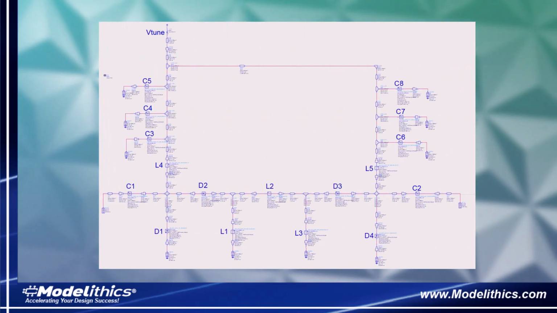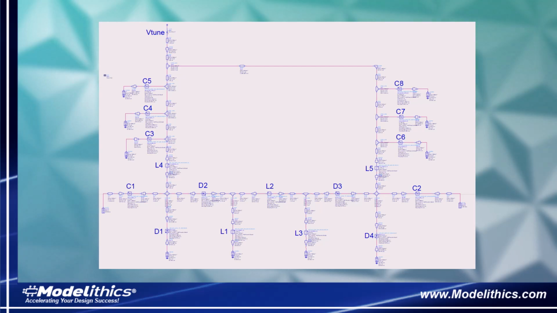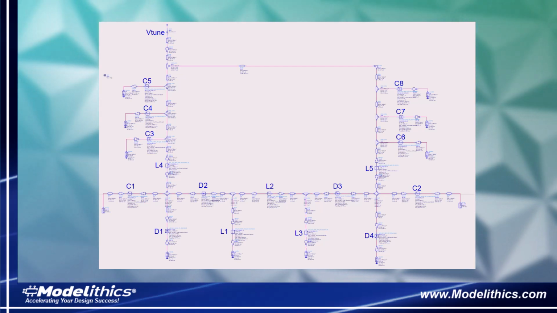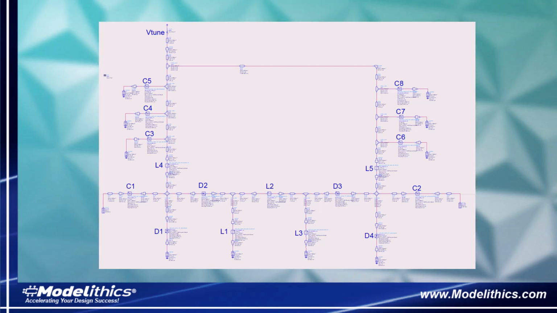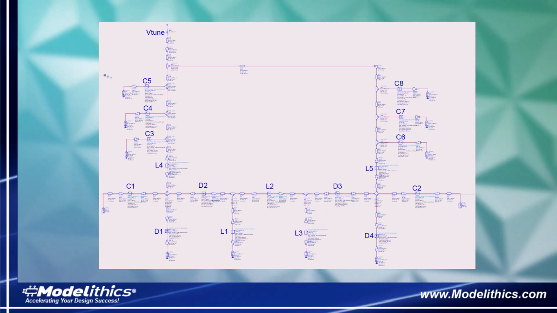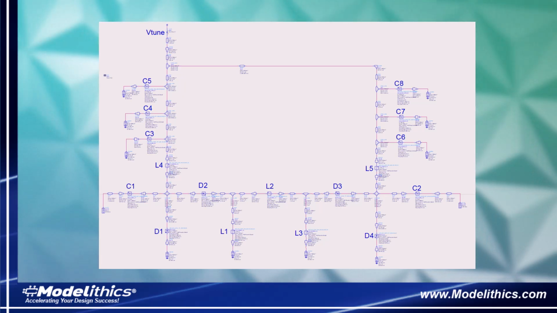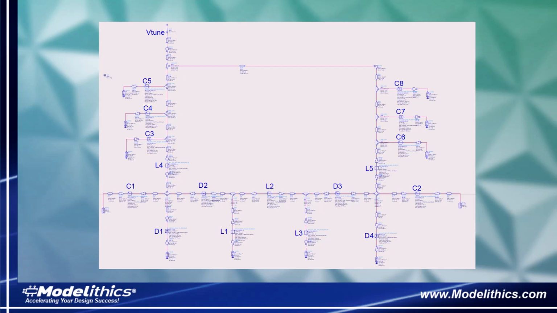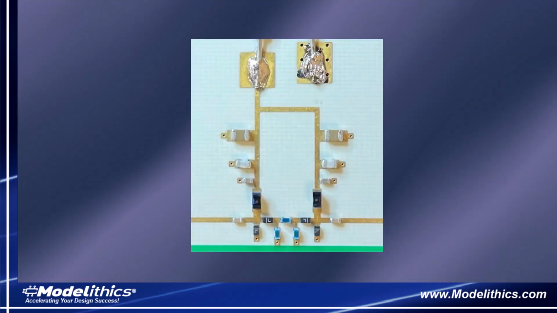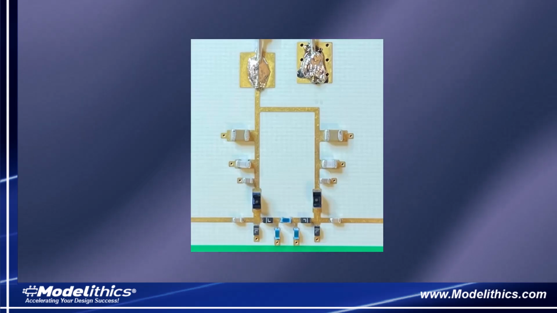Here's the complete schematic of the tunable filter designed in Keysight ADS. We see D1 through D4, which are the varactors represented by the Modelithics model. In addition, Modelithics microwave global models are used for all the capacitors and inductors in this design. Shown here is one of the tunable filters that was built and measured.